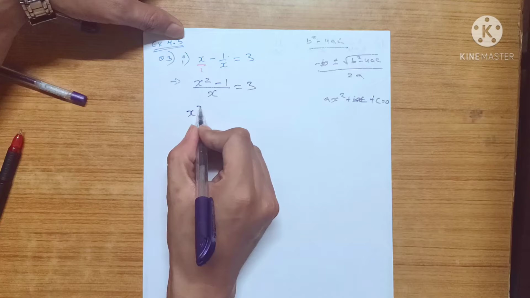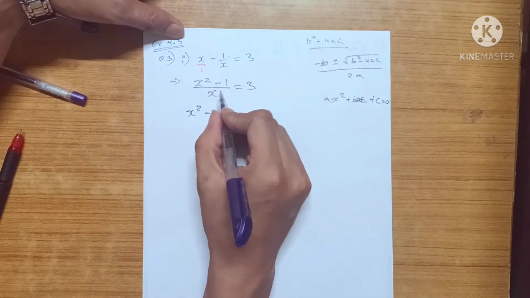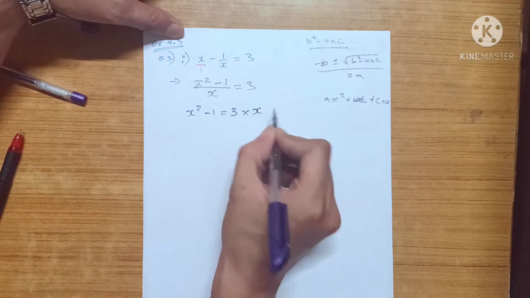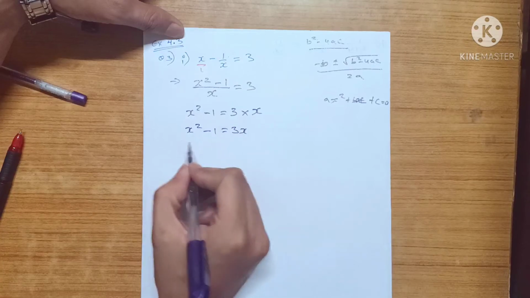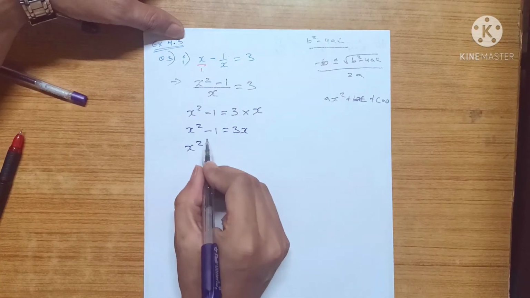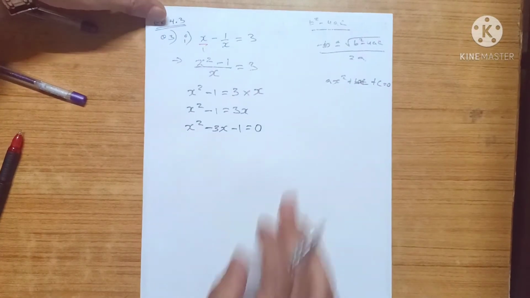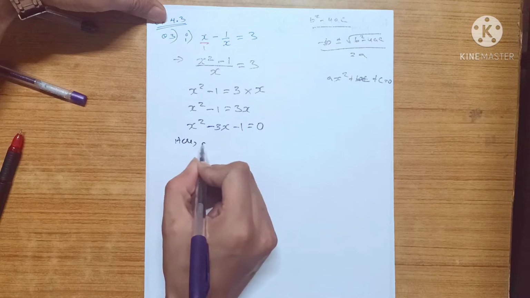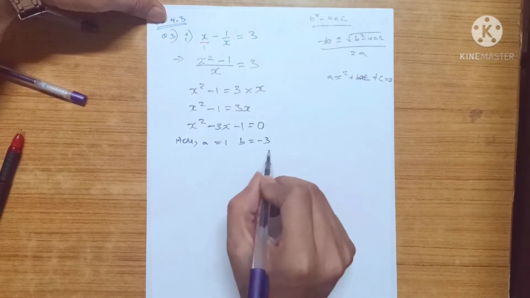Now x squared minus 1 equal to this. The x is in the bottom denominator, so when it goes to this side it becomes multiplication. So x squared minus 1 equal to 3x. This 3x comes to this side, and I'll write it next to the x so that it's in order. Now it is of the quadratic form, so you can take a equal to 1, b equal to, I'm doing quadratic form.